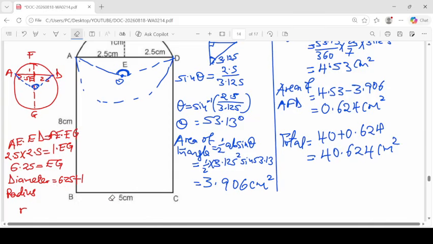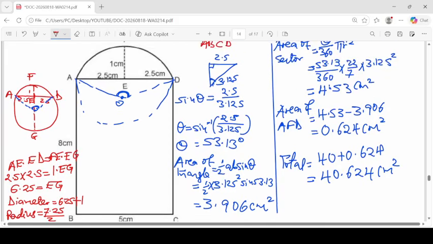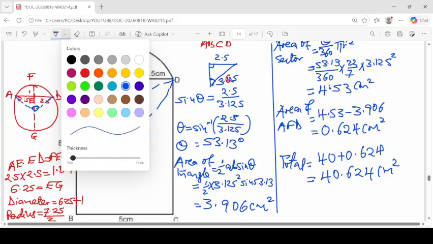Because the radius now will be given by 7.25 divided by 2. So our radius here should be, when you take 7.25 and you divide by 2, you get 3.625 centimeters as the radius. So this should be 3.625, not 0.1. Let us just have these values updated.